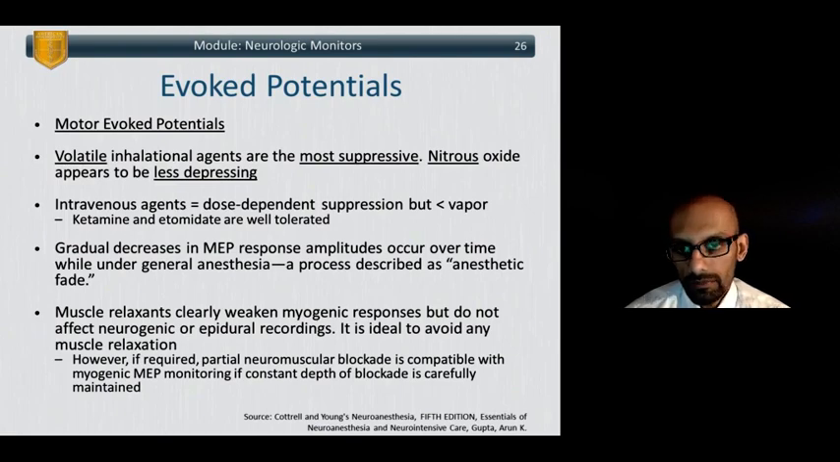Gradual decreases in motor evoked potential response amplitudes occur over time under general anesthesia. It's just a generalized process called anesthetic fade. Might be due to fatigue of these corticospinal tracts or direct spinal cord influences from your anesthetic. Muscle relaxants, obviously, you don't want to use these because they completely obliterate your ability to assess motor evoked potential monitoring.